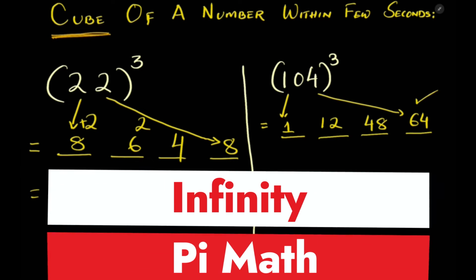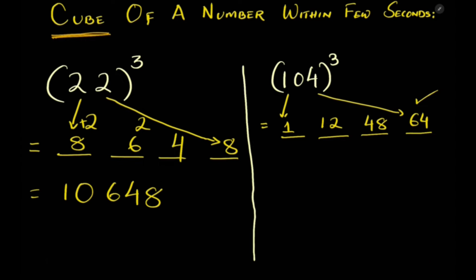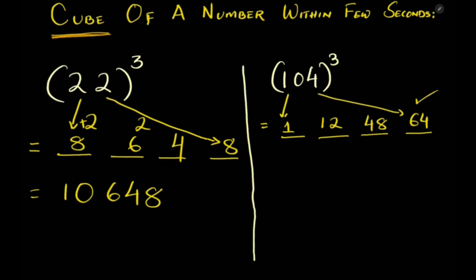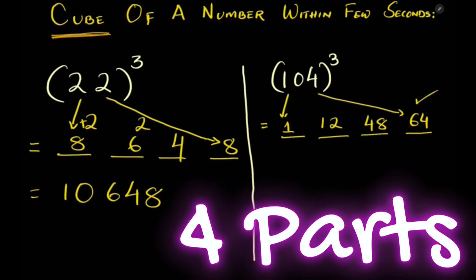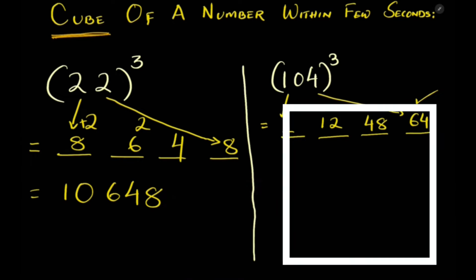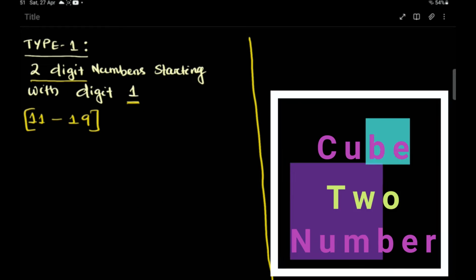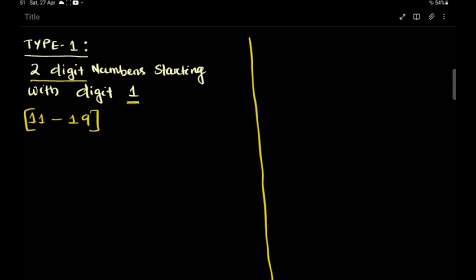Welcome to infinitypimath. Today we are going to discuss another amazing trick using which you can find the cube of any two-digit number within a few seconds. Let us divide the entire trick into 4 parts, and in each part we will discuss a trick to find the cube of one particular type of two-digit number. Type 1: two-digit numbers starting with digit 1.